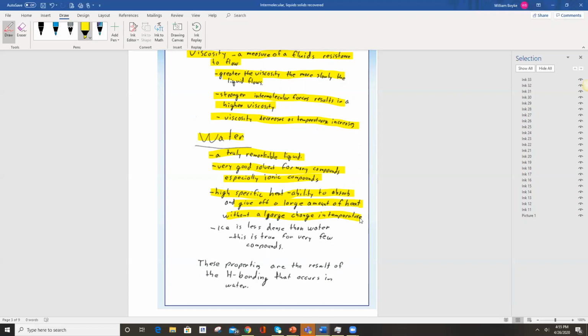And you're already very familiar with this. When you put a pot of water on the stove to boil, it takes forever. It takes a long, long time to get it to boil. The reason why? You have to give it a lot of heat because of that high specific heat of water.